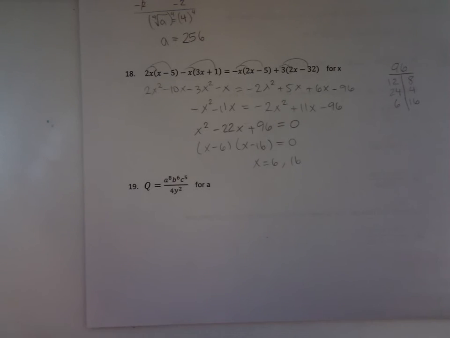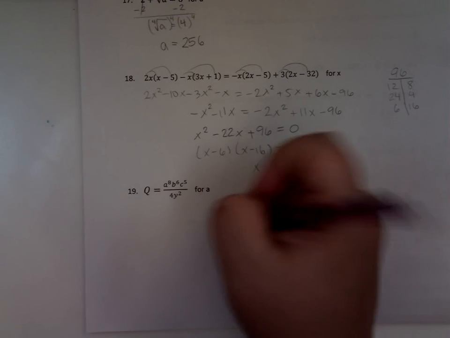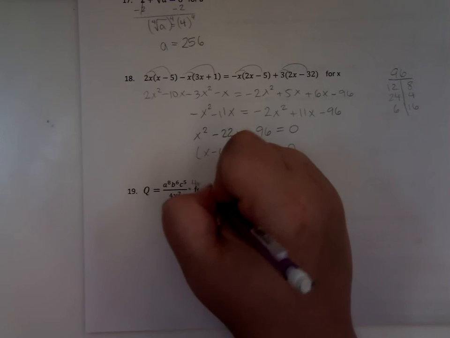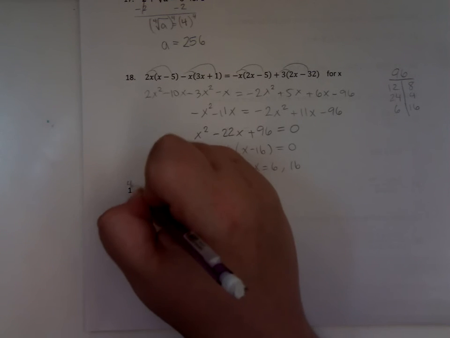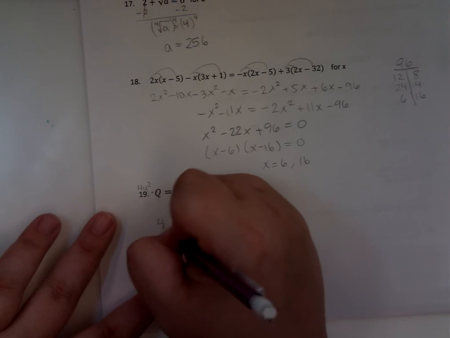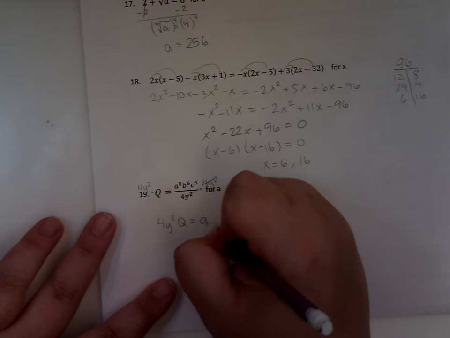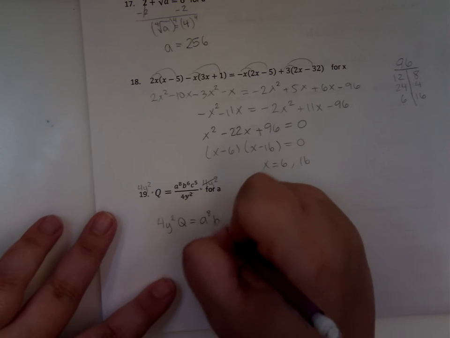Okay, next. In this one, we want to solve for a. So first things first, we're going to multiply both sides by 4y squared and get it out of this denominator. So we've got 4y squared q equals a to the 8th, b to the 6th, c to the 5th.